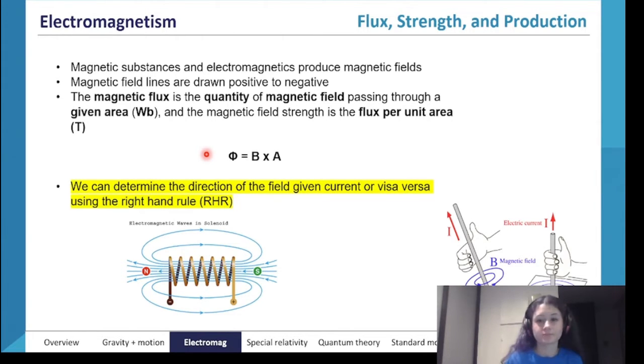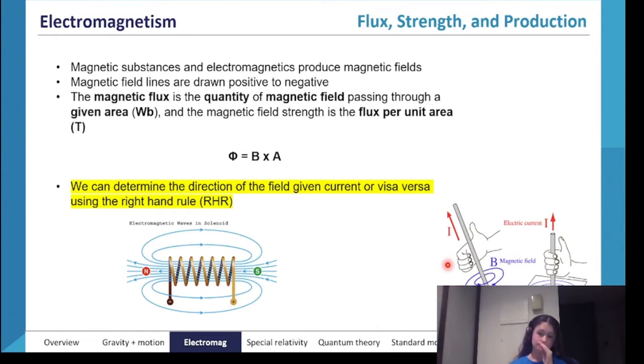And then we can determine the direction of the field given current, or vice versa, using the right-hand rule. So this is shown down here. So if you get out your right hand, you can use this to tell you the electric current and the direction of the magnetic field around a current carrying wire and also around a solenoid. So we'll go over the current carrying wire first.